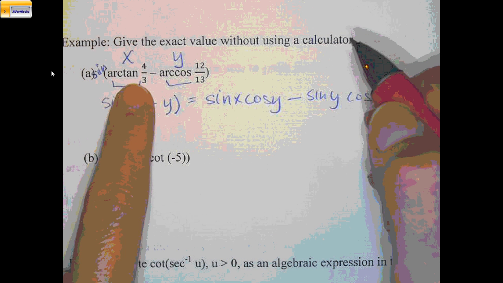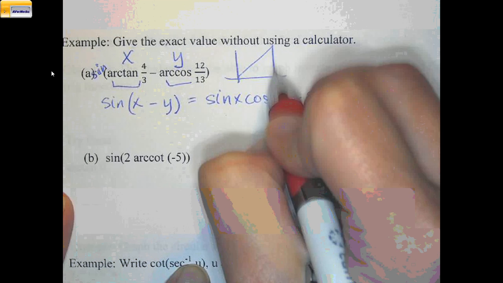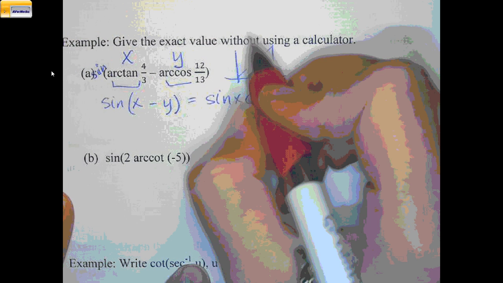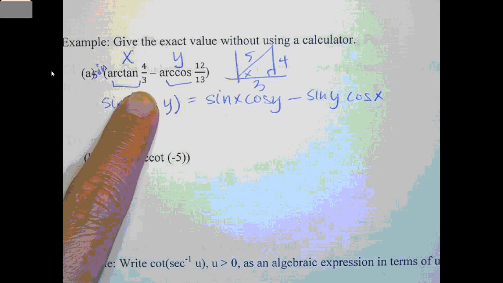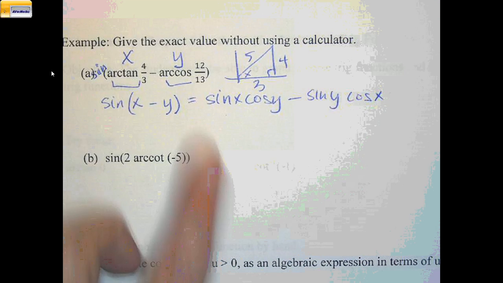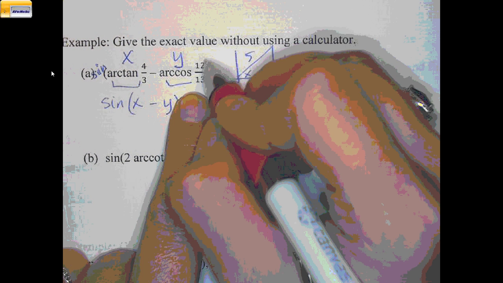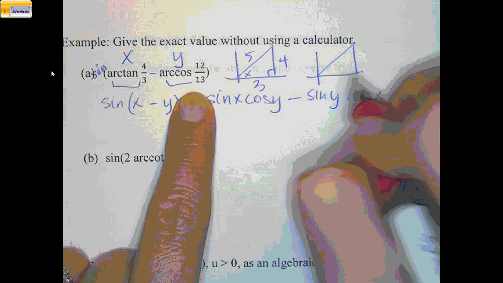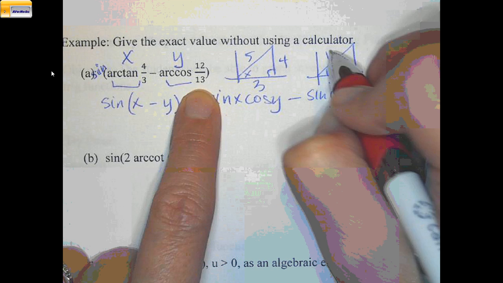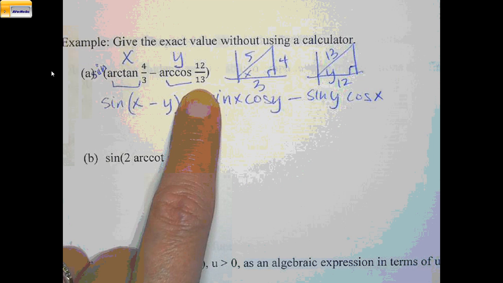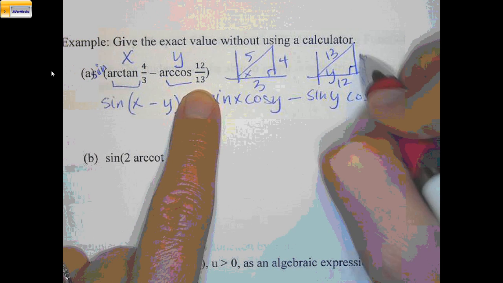Tangent, and it's positive. That tells me first quadrant. And tangent of x, it says, is 4/3. So that's a 3, 4, 5 triangle. Next angle, angle y, cosine, and it's positive. So that's first quadrant. Cosine is adjacent over hypotenuse. Is that a magic triangle? Yes. 5, 12, 13 triangle.